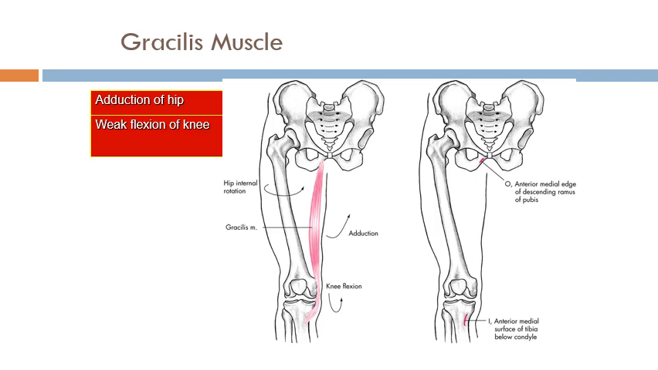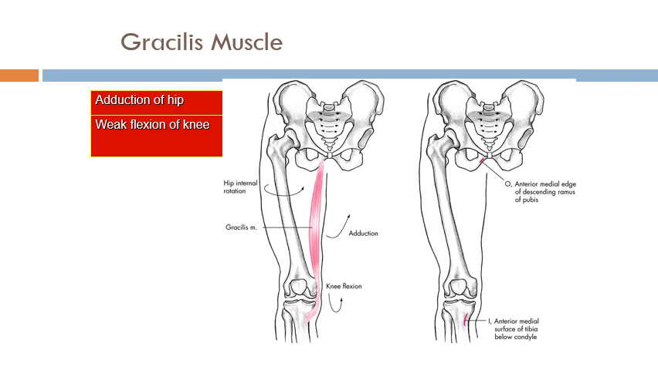You can see the origin insertion. So its origin point is very close to where the other hip adductor muscles are. So primarily it's going to be much stronger as an adductor than a flexor. It's going to be a stronger adductor of the hip than it is flexor at the knee, but it still will produce some knee flexion.